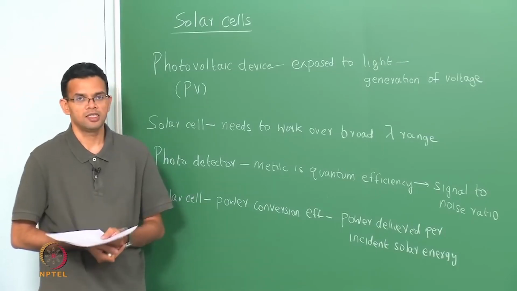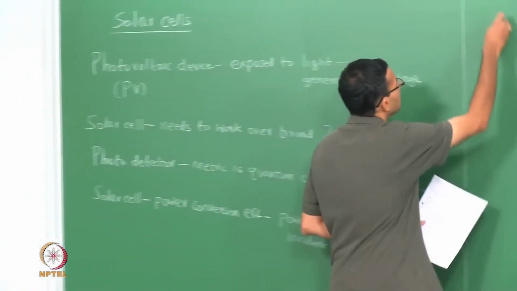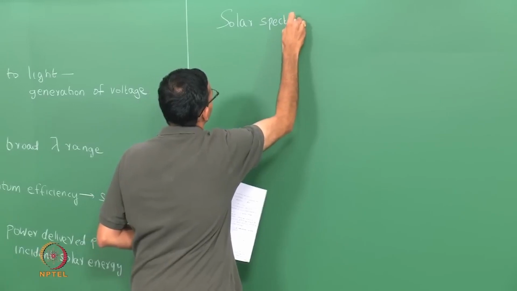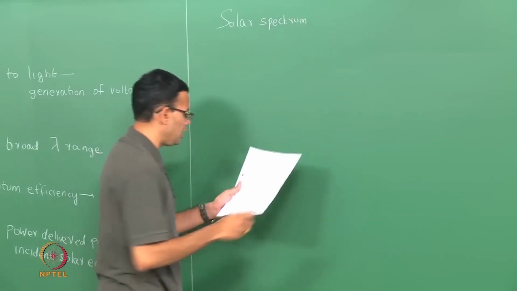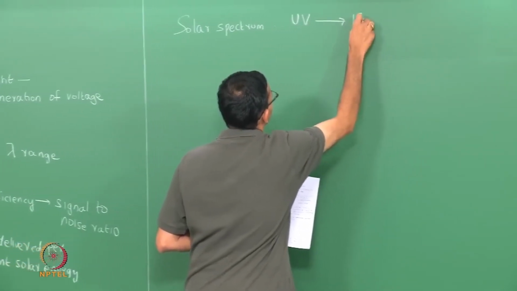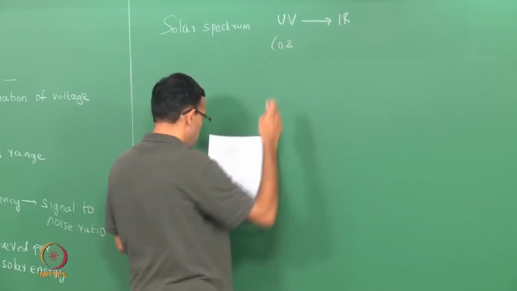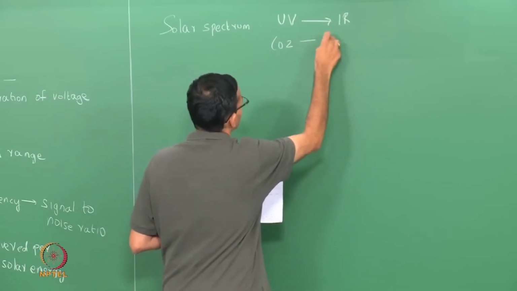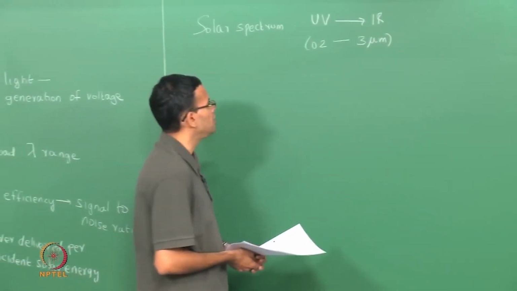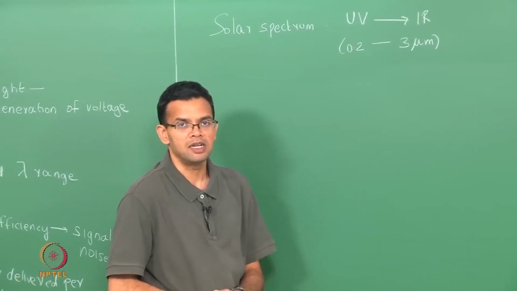To understand the solar cell, we first need to take a look at the solar spectrum. If we look at the solar spectrum, it primarily ranges from the UV to the IR region, so it encloses the visible region. The typical wavelength range goes from around 0.2 microns or 200 nanometers to 3 microns. So, 3 microns lies in the IR region, 0.2 in the UV region.